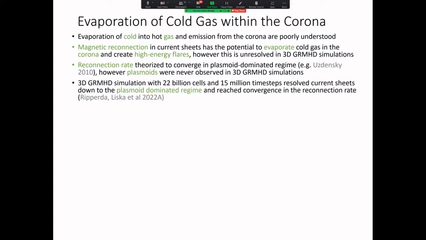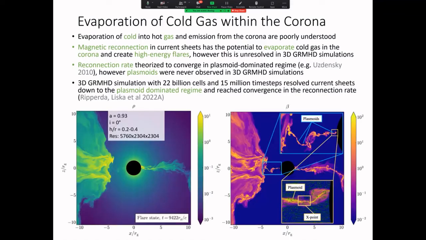They were observed in some 2D work, but some in the community were very skeptical, saying the turbulence will break apart all current sheets and there will be no plasmoids at all, and that this story about plasmoids just doesn't make sense. To address this, my collaborator Bart Ripperda, who visited here last week, and I ran the largest GRMHD simulation ever in number of cells: 22 billion cells and 15 million time steps. We really resolve the current sheet in such a way that it can become thin enough that numerical diffusion doesn't artificially thicken it.